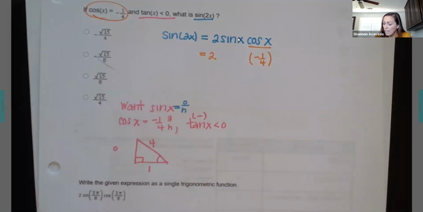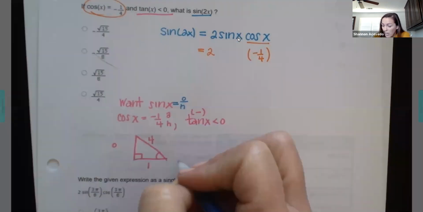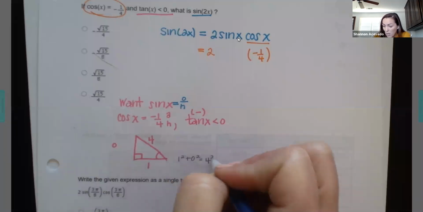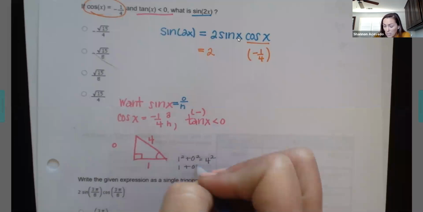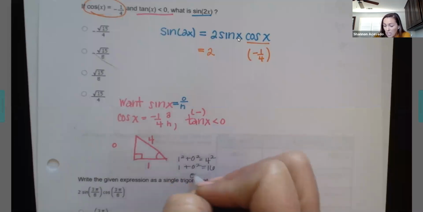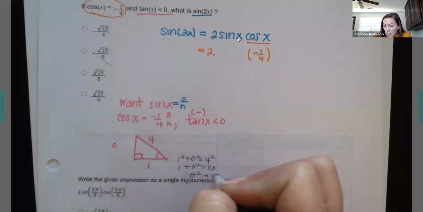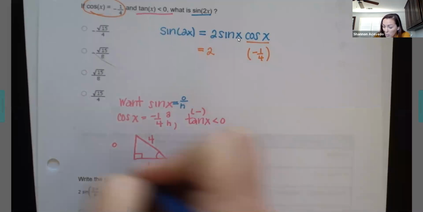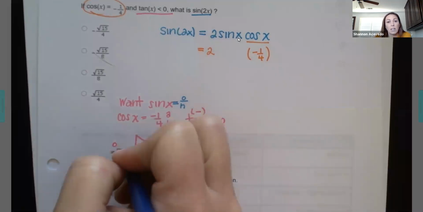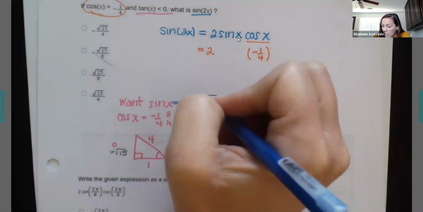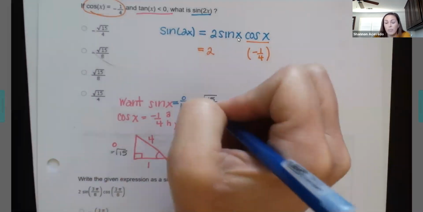So I could go ahead and do the Pythagorean theorem. 1 squared plus my opposite side squared is going to equal 4 squared. 1 plus my opposite side squared is equal to 16. My opposite side squared is equal to 15. I take the square root, so that opposite side is going to equal the square root of 15. So right here this is going to be the square root of 15 all over my 4.